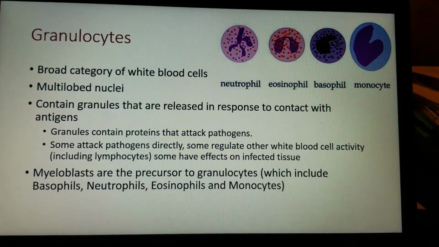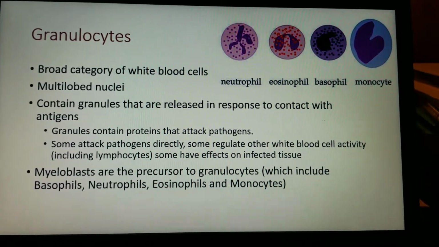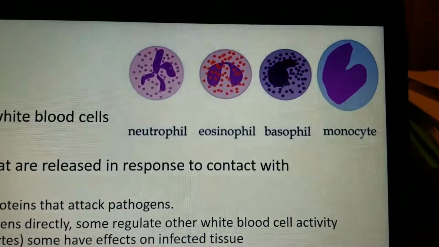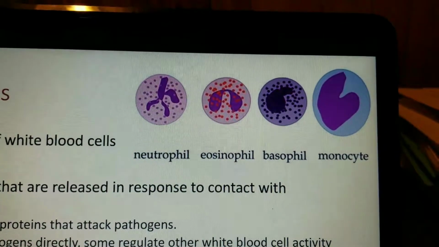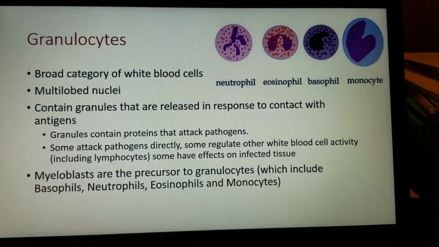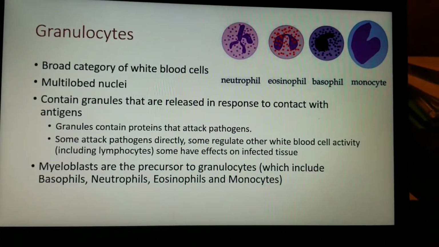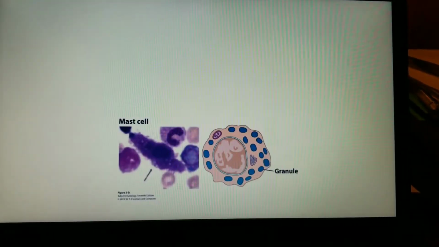Myeloblasts are the precursor to granulocytes, which include basophils, neutrophils, eosinophils, and monocytes. You can tell up here all of them have the lobed nuclei, and they all have granules. It's worth noting that mast cells also have granules, but they're not always categorized as granulocytes.